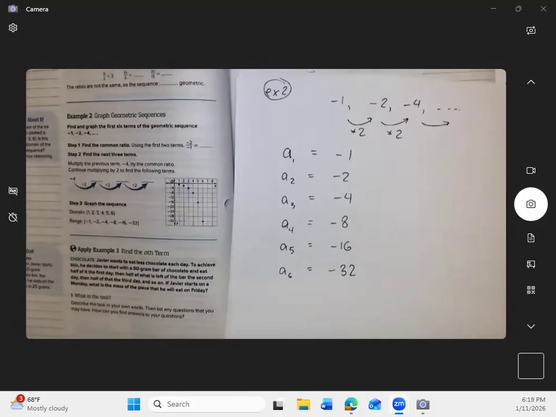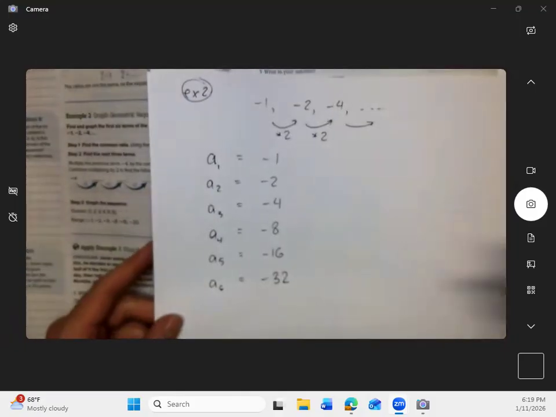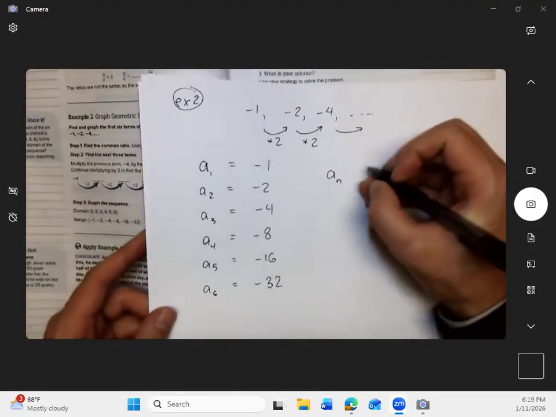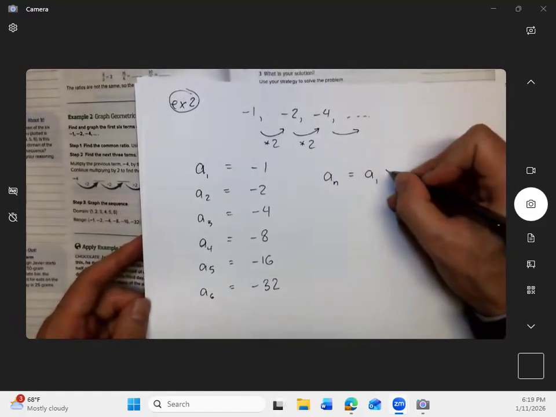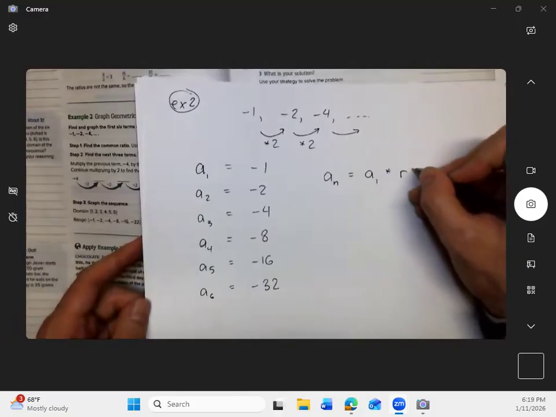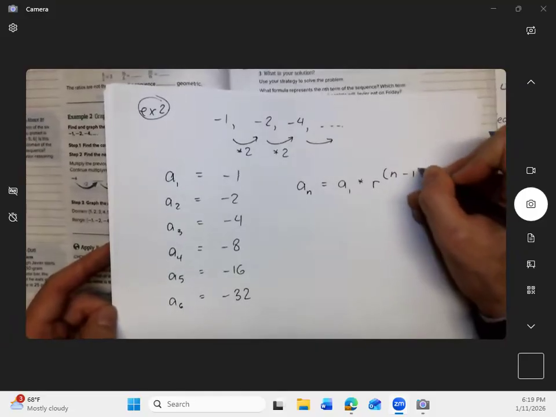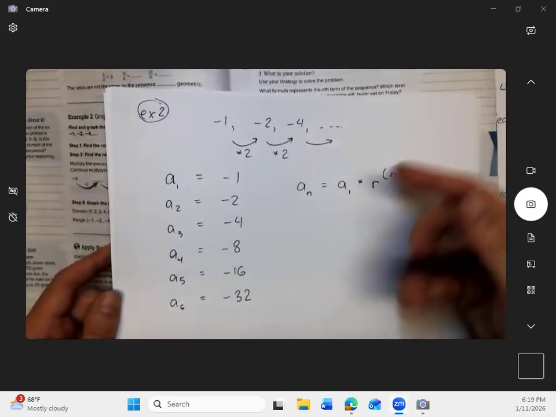Now I wonder if we could come up with formulas for these. Okay. So what is the nth term equal to? Well, I think you take the first term, so I'll say A1, and multiply by the ratio to some power. But the power I'm going to do is n minus 1. So whatever the nth term is, I'm going to subtract 1. Okay? And watch why this is going to work. I'll show you guys some examples.